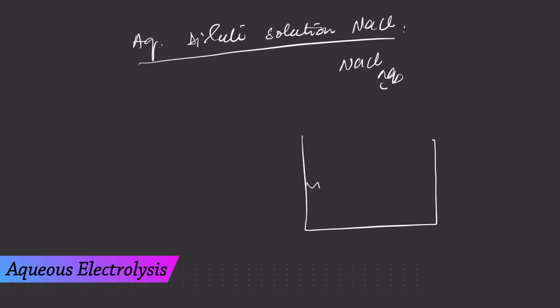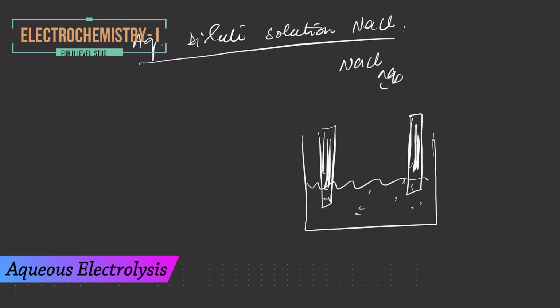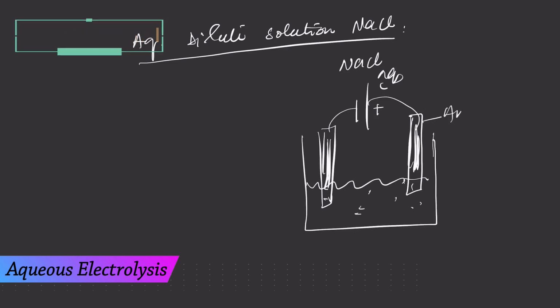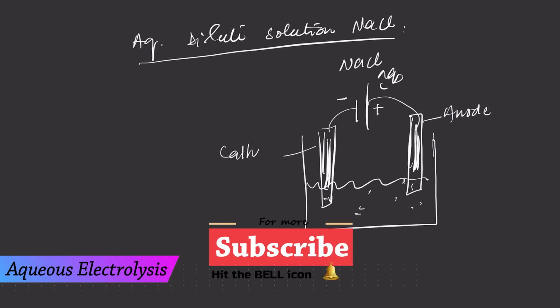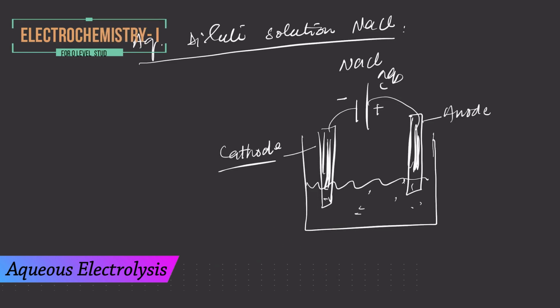Once again, our container, electrolyte, and 2 inert electrodes. Usually we use graphite electrodes, which are relatively cheaper. Positive terminal, anode, and this is the negative terminal, known in this case as cathode. But it is not necessary that every time the cathode is a negative terminal. It may be a positive terminal, especially in dry cells.